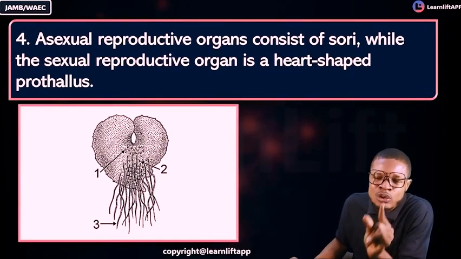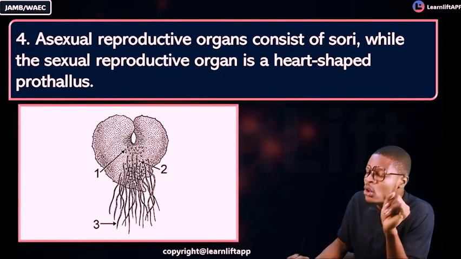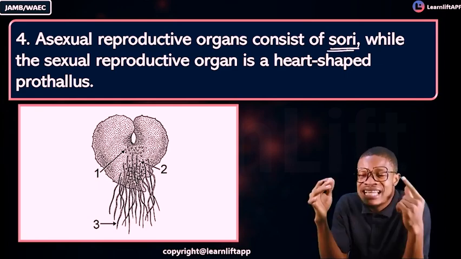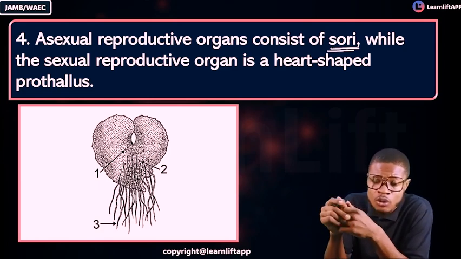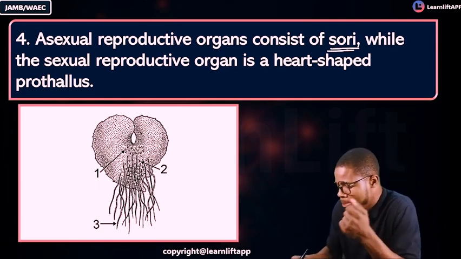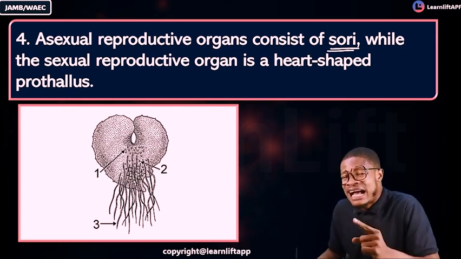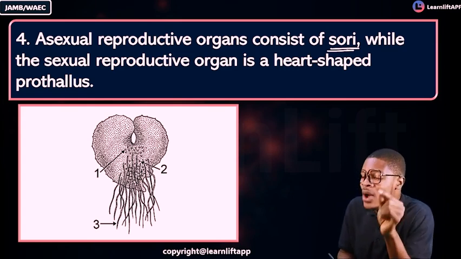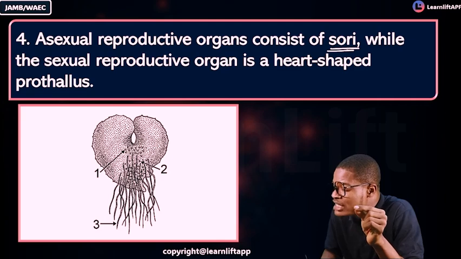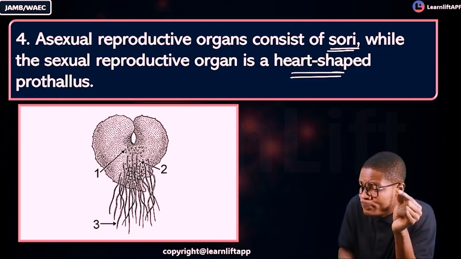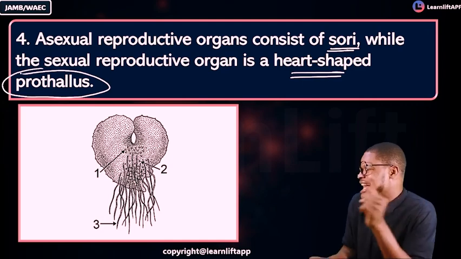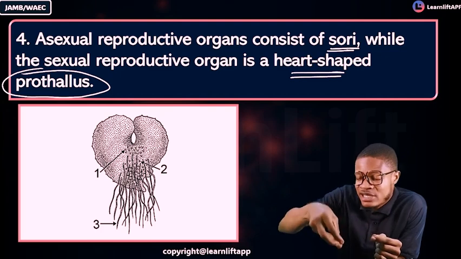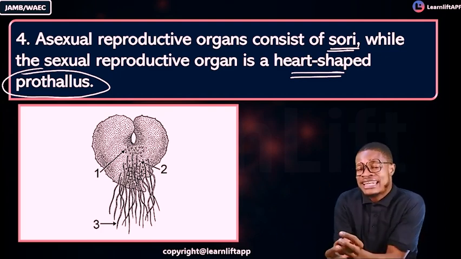Okay, look at this very quickly with me. The asexual reproductive organ consists of what? Sori. In other words, the asexual reproductive organ of your pteridophyte is the sori. Your pteridophytes undergo sexual and asexual reproduction, but the asexual reproductive organ that they have is called sori. While the sexual reproductive organ is a heart-shaped structure called the prothallus. What is it called? Prothallus.